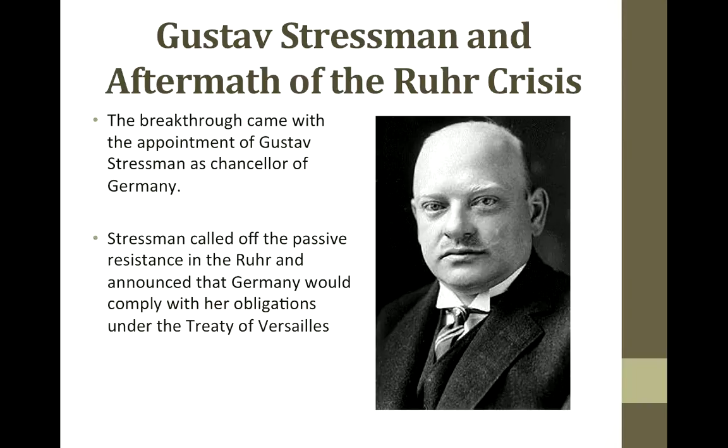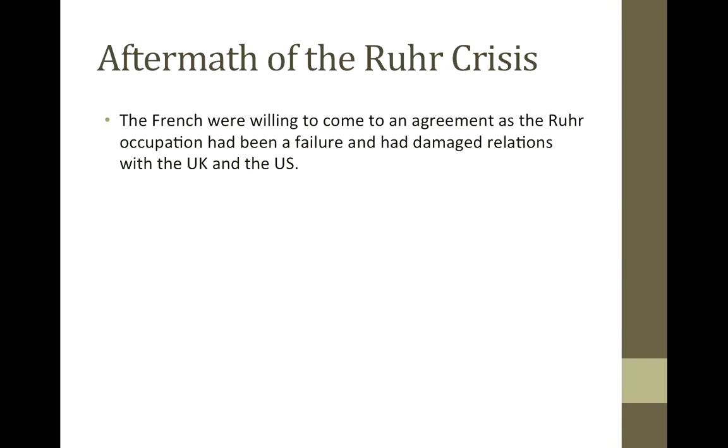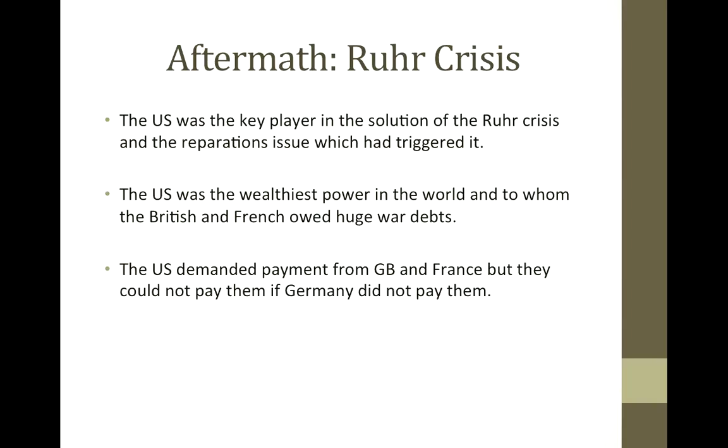So, just to recap here, Gustav Stresemann, all right, was appointed the new Chancellor of Germany, and he called off this whole passive resistance in the Ruhr and announced that Germany would comply with her obligations under the Treaty of Versailles. All right. And the French were also willing to come to an agreement, because as we've seen, the Ruhr crisis was a failure and it did damage relations with the United Kingdom and the U.S., or Great Britain and the U.S., all right.